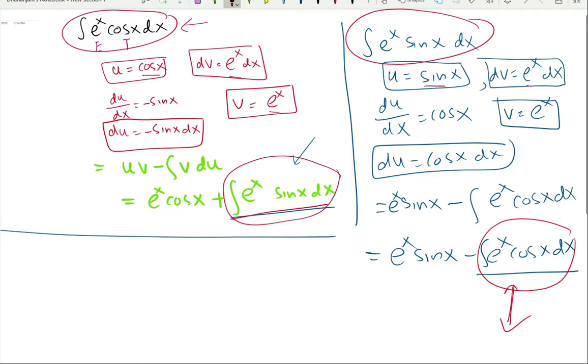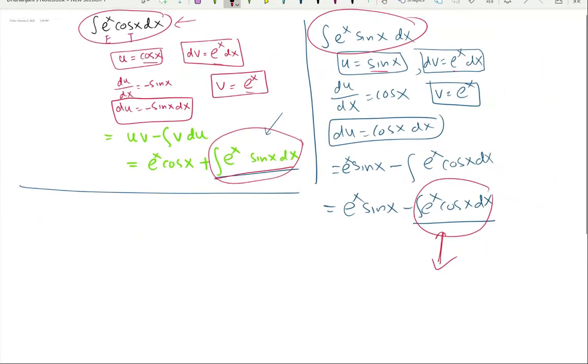So how do we end this loop? Now this is a special category, where no matter how many times you do integration by parts, you are stuck in a loop. Okay, so how do you end this? This is like the Doctor Strange movie, right?